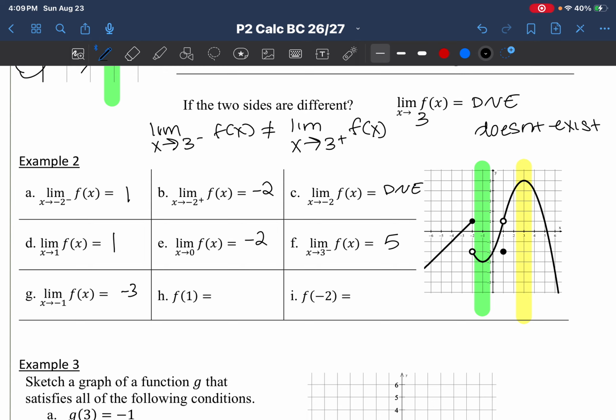Then f of 1. So f of 1 is here. I can't go up because there's a hole. That means if I go up, there's no value, it's undefined. But I also have a point that is closed right here, which means my value is defined here at -2. And then f of -2, which is here, notice I can go two ways. I can go up to a closed circle or I can go down to an open circle. At an open circle, that value doesn't exist. So I have to go up, which means my answer is 1.